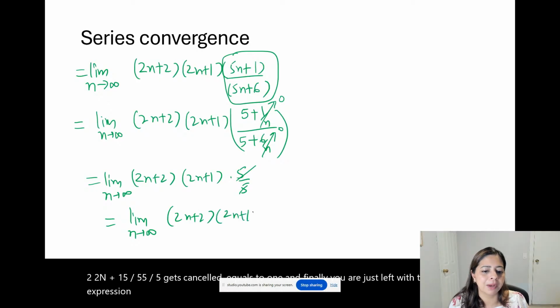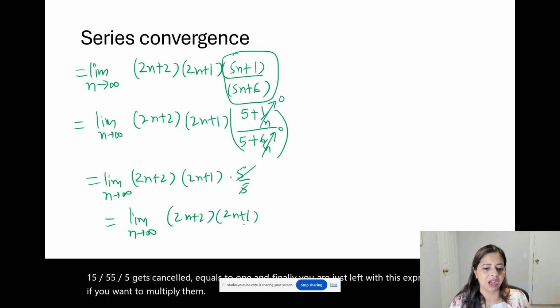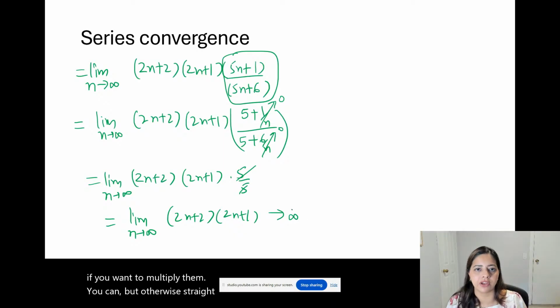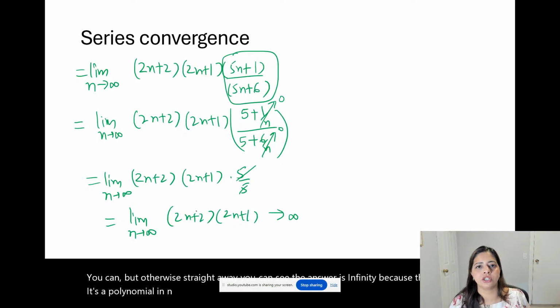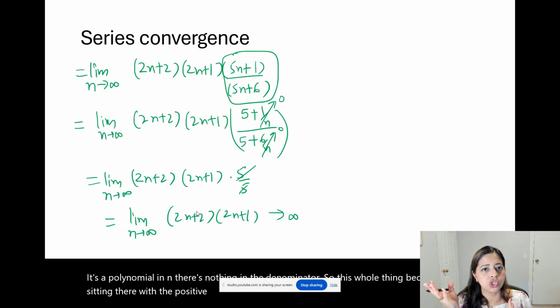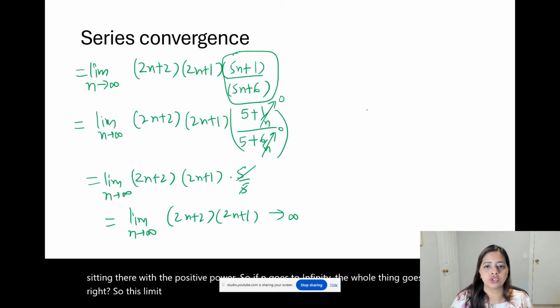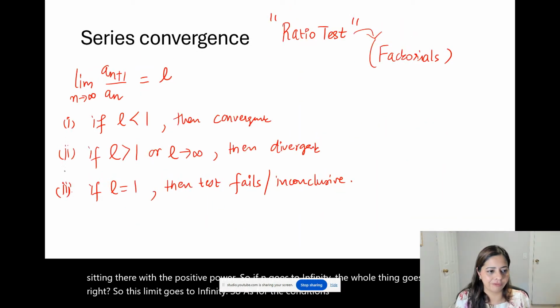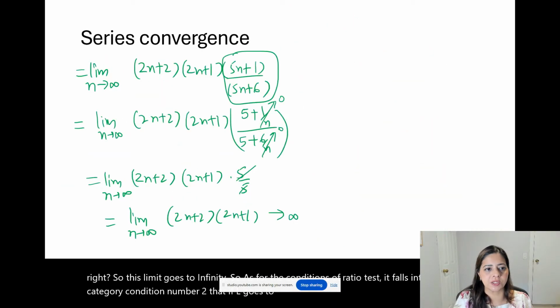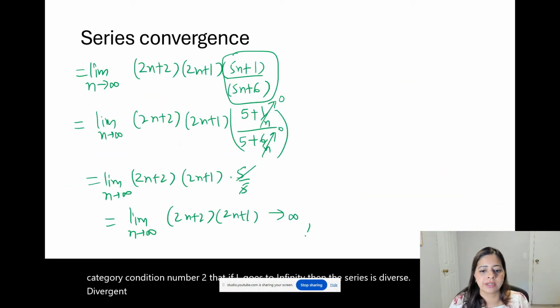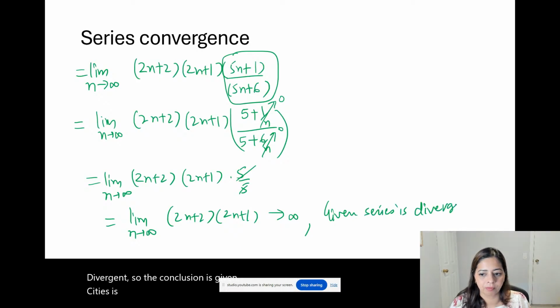Now, if you want to multiply them, you can, but otherwise, straight away, you can see the answer is infinity, because it's a polynomial in n. There's nothing in the denominator. So n is sitting there with a positive power. If n goes to infinity, the whole thing goes to infinity, right? So this limit goes to infinity. As per the conditions of the ratio test, it falls into condition number 2: if L goes to infinity, then the series is divergent. So the conclusion is, the given series is divergent, right?